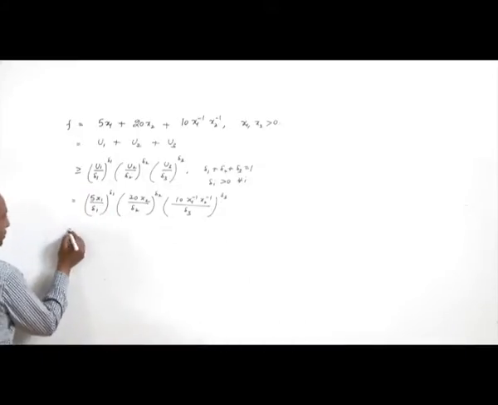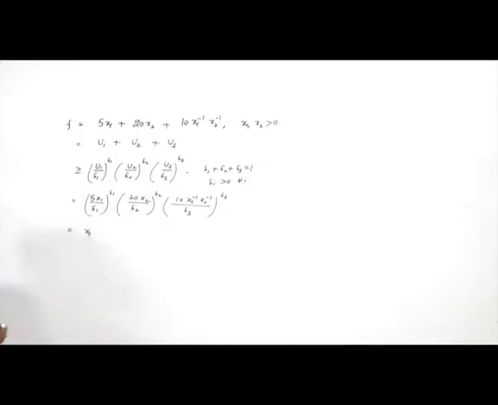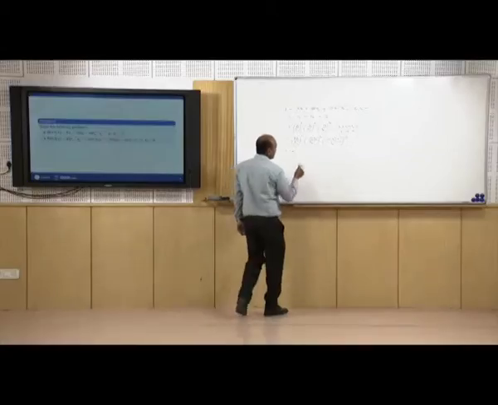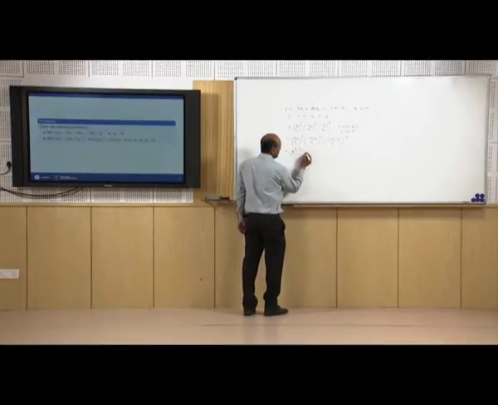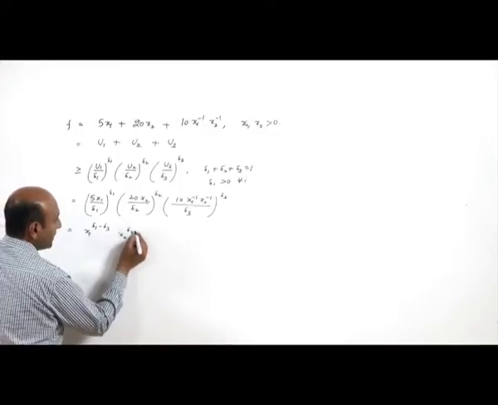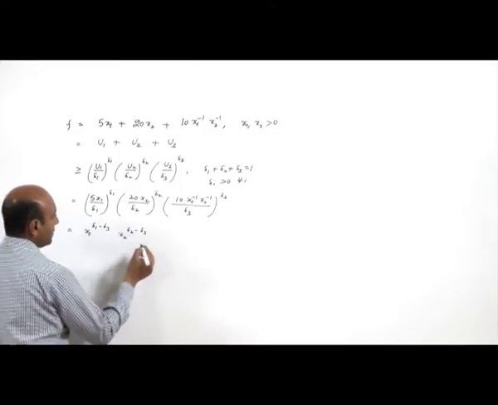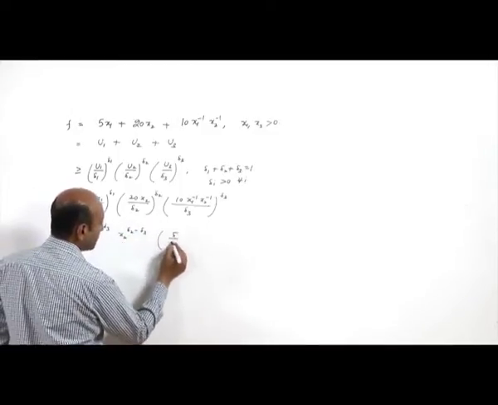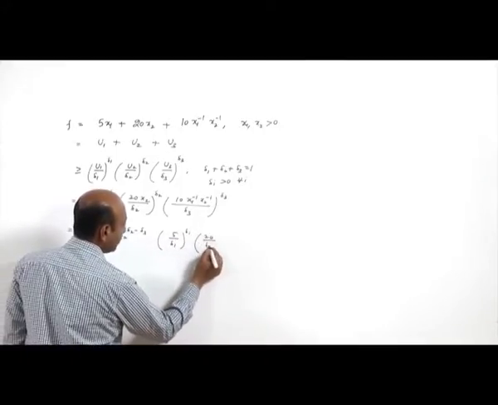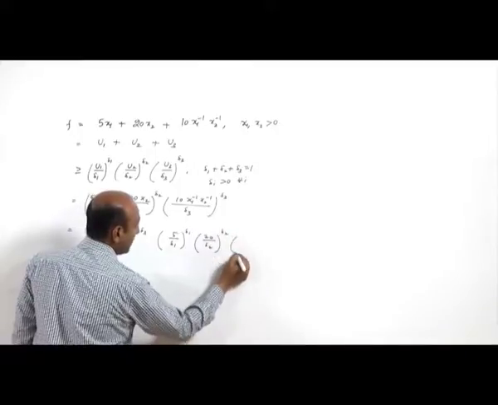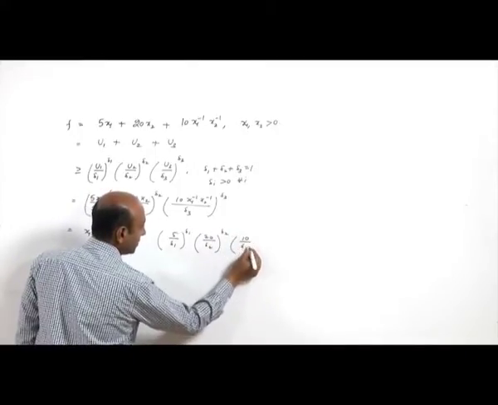It is further equal to x1 raised to power delta 1 minus delta 3, x2 raised to power delta 2 minus delta 3, and the remaining terms are (5 upon delta 1) raised to power delta 1, (20 upon delta 2) raised to power delta 2, and (10 upon delta 3) raised to power delta 3.